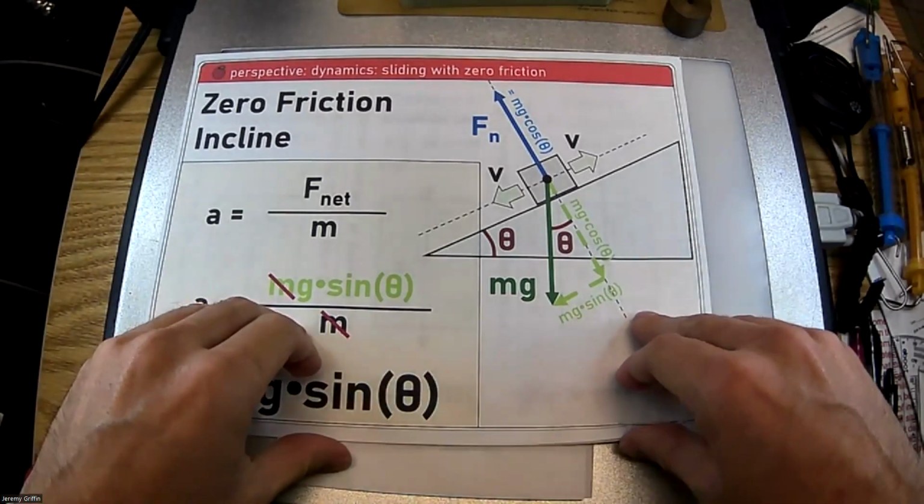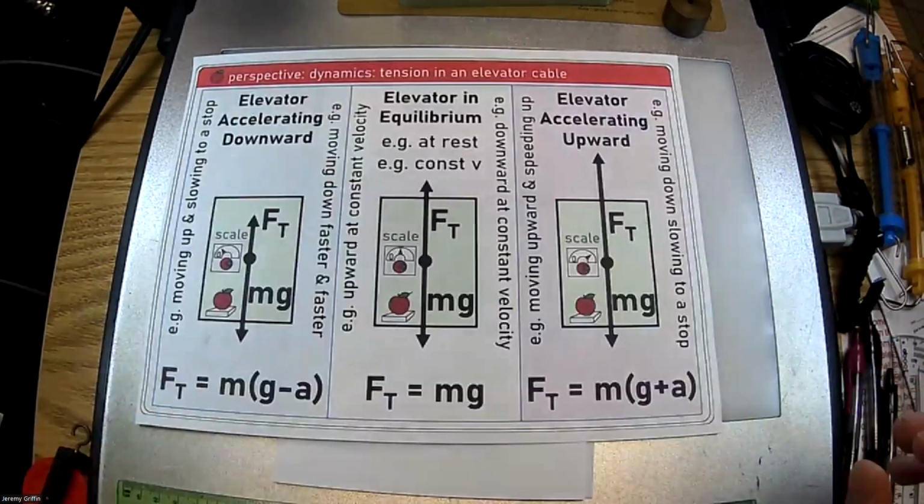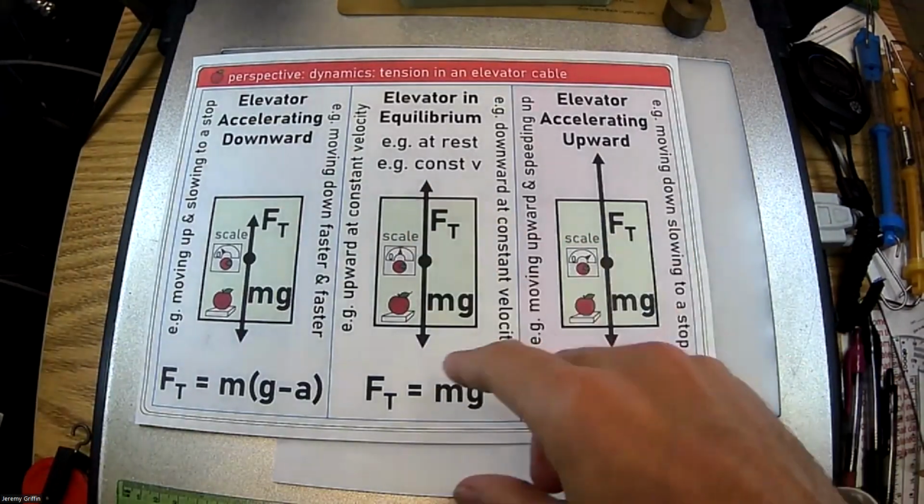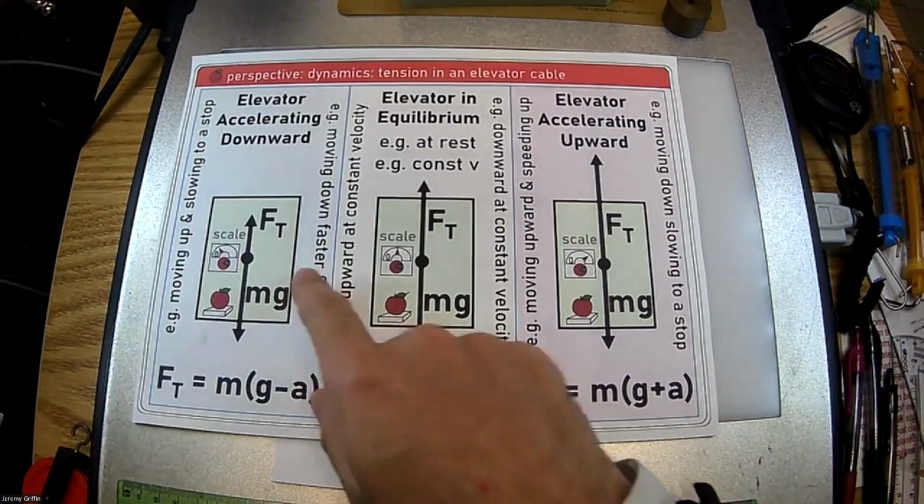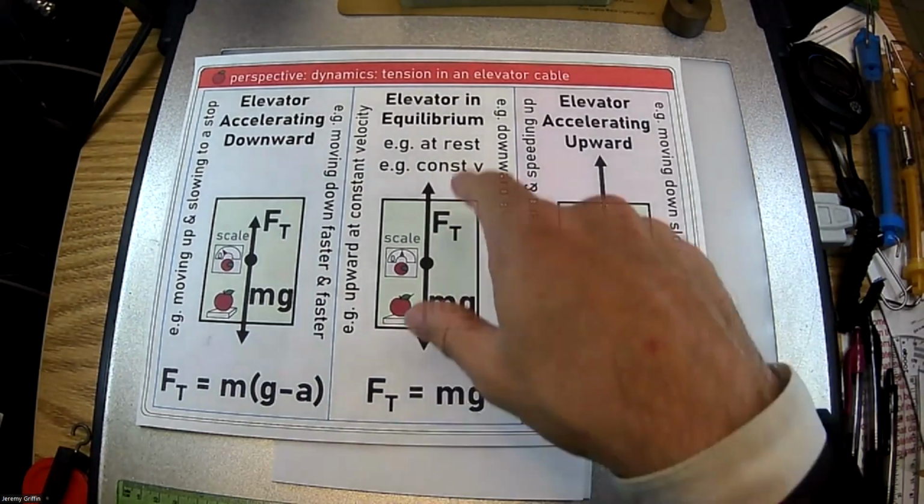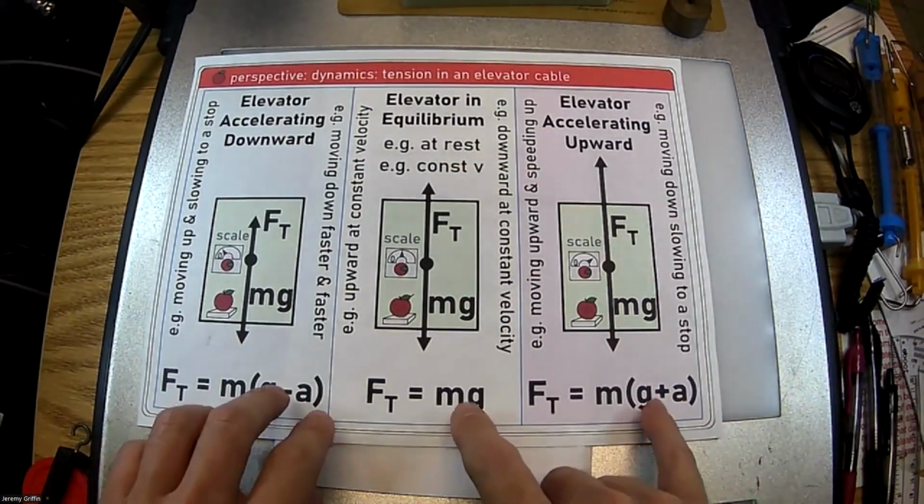And finally, I got one more of these. Do you guys remember elevator physics? If you're accelerating up or down in an elevator, it might feel really light or really heavy, or maybe like equilibrium. Could you guys derive these expressions?